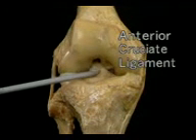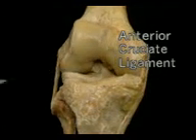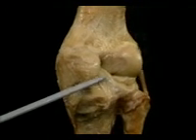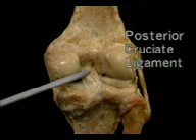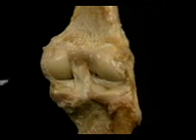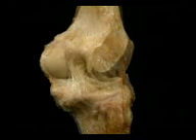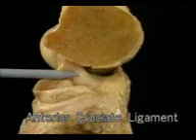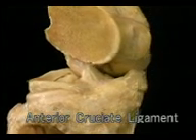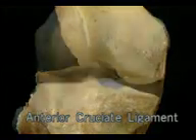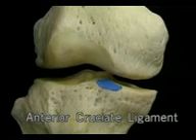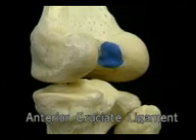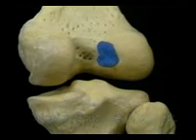Here's the anterior cruciate ligament, seen from in front. Here's the posterior cruciate ligament, seen from behind. To get a better look at them, we'll remove the lateral condyle of the femur. Now we can see the whole of the anterior cruciate ligament. The anterior cruciate ligament goes from here on the tibia to here on the femur, on the inner aspect of the lateral condyle.